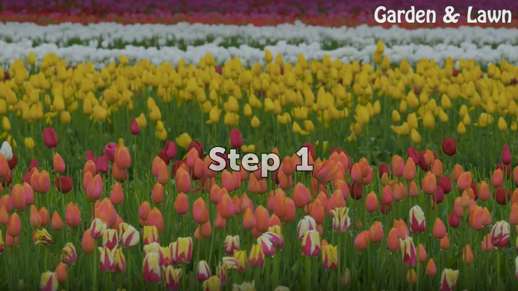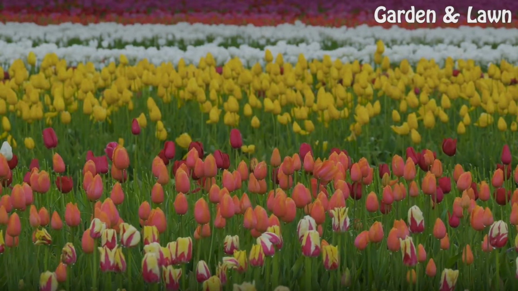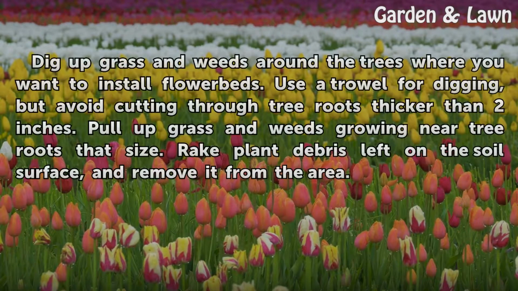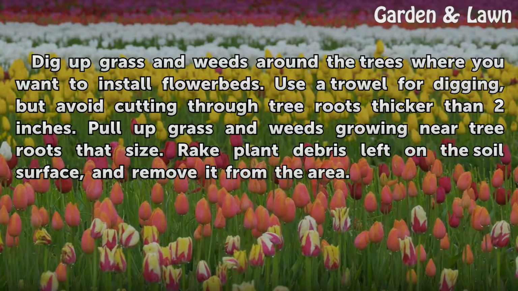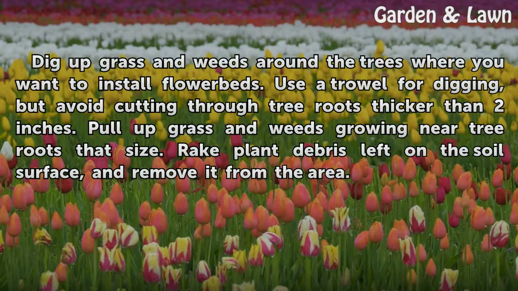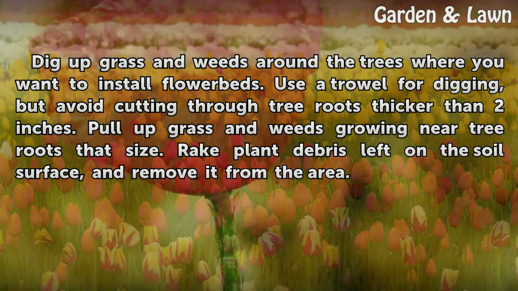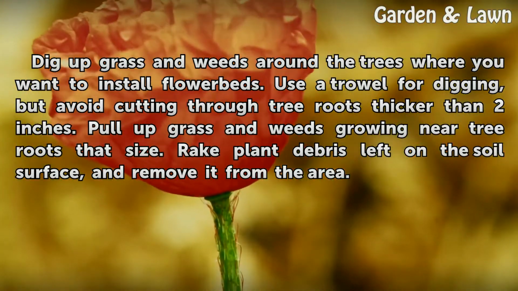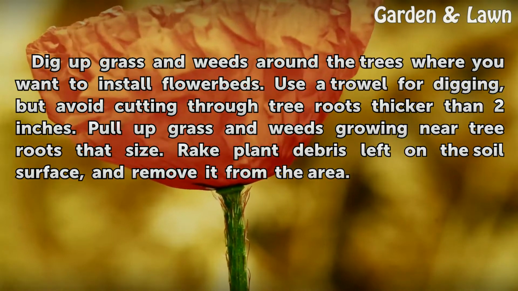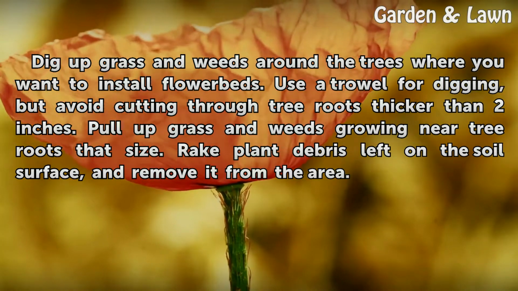Step 1. Dig up grass and weeds around the trees where you want to install flower beds. Use a trowel for digging, but avoid cutting through tree roots thicker than 2 inches. Pull up grass and weeds growing near tree roots that size. Rake plant debris left on the soil surface, and remove it from the area.